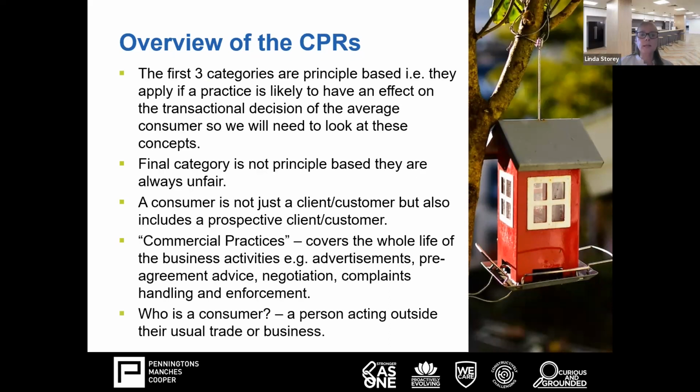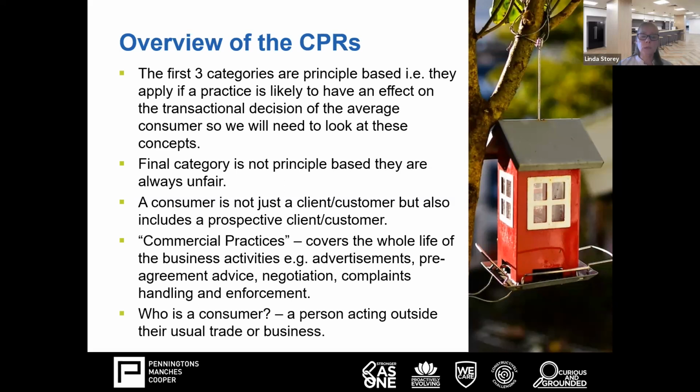Those first 3 categories are principle-based. So there is a breach if what has been done or has not been done has the effect of making a consumer make a different transactional decision. We're going to look at the detail of that. For the final category, Schedule 1 of banned practices, it absolutely does not matter what the effect has been on the consumer. They will always be unfair.